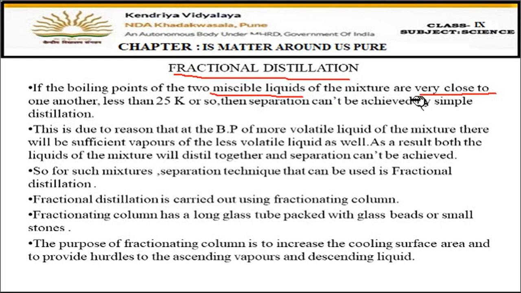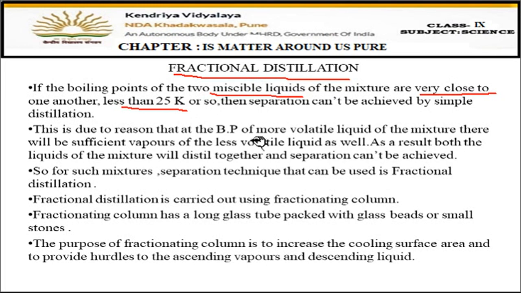Okay, so if the boiling points are very close, less than 25 degrees Celsius or less than 25 Kelvin apart, then we cannot use simple distillation. So in that case we have to use fractional distillation. Fine. So if the two liquids have very close boiling points, we can go for fractional distillation.